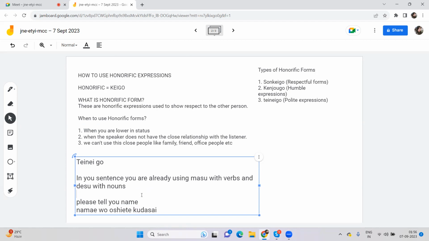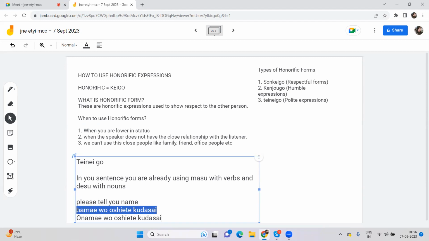Now, you see, Namae o oshiete kudasai. We have the scope to make this namae more polite. So in place of namae, I'm putting o-namae: O-namae o oshiete kudasai. So here the difference is, meaning wise there is no difference.